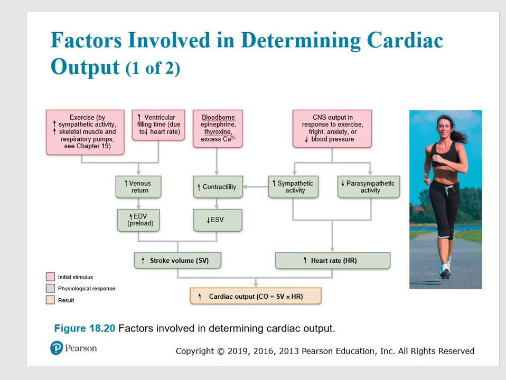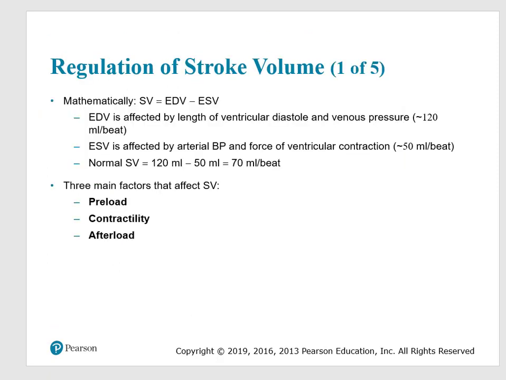So what are the regulations of your stroke volume? Stroke volume depends on three main factors: preload, contractility, and afterload. We all know SV is equal to EDV, that is 120, minus ESV, which is 50, the left behind blood.